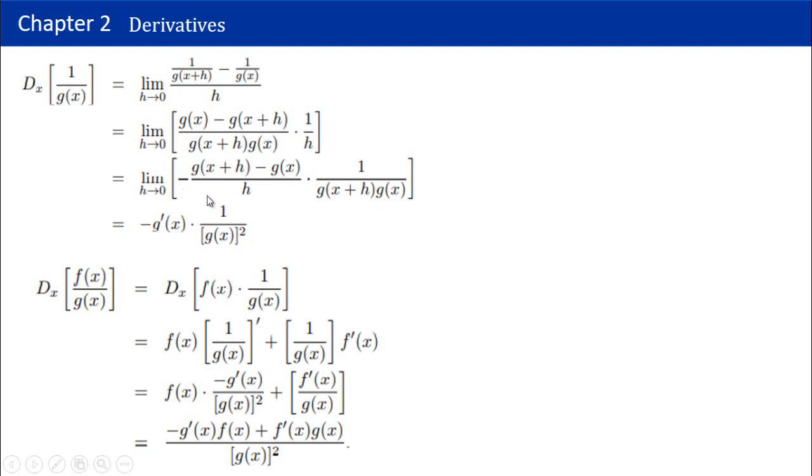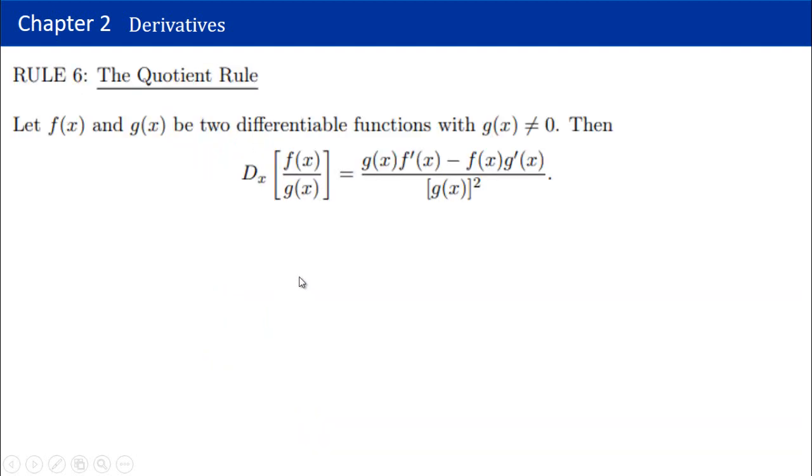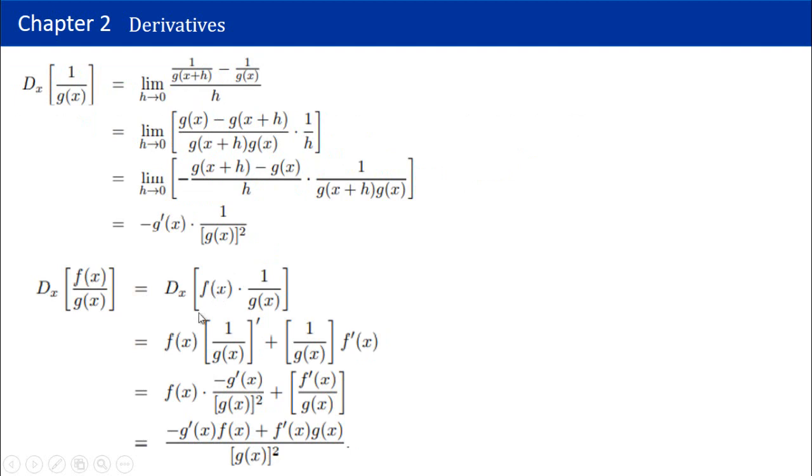Okay? So, we have to define first the derivative of f of x over g of x, that is f of x times 1 over g of x. We know that the derivative of this is what we did earlier, copy, then derivative plus copy, then derivative. So, this is copy, then the derivative of that is equal to this. So, this is its derivative, negative g prime of x over g of x squared.